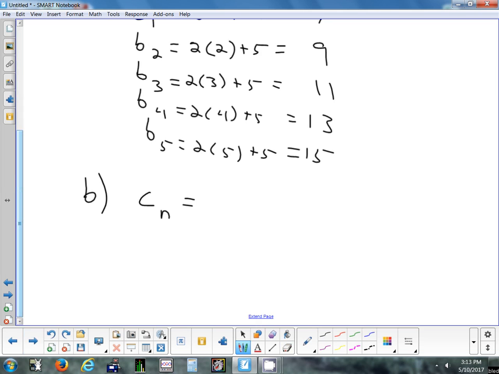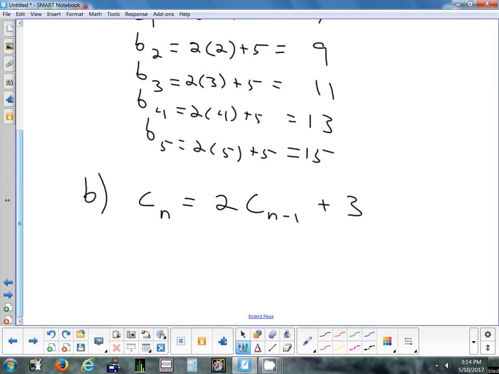To generate the terms in sequence C, it's 2C sub n minus 1 plus 3. What does that mean to do? Can someone explain, if somebody didn't understand that notation, what is it basically telling you to do? To take the previous term, multiply it by 2, and then add 3. Yeah, to get a term, take the one before it, double it, and add 3.